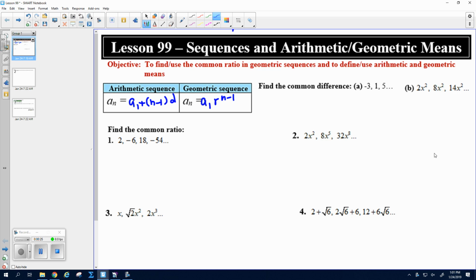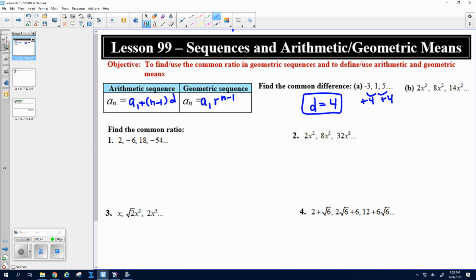You're either adding or subtracting the same thing every time. And geometric has a common ratio. You're multiplying by the same thing every time. So this one says find the common difference on these two right here. So I'm either adding or subtracting right here. Good, Evan. I am adding 4, and then I'm adding 4. So my common difference for A is 4.